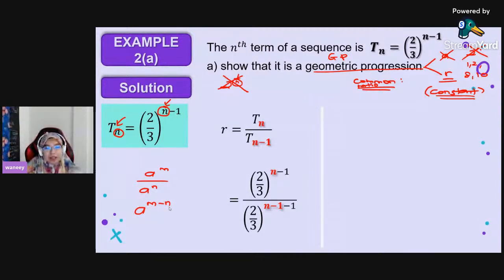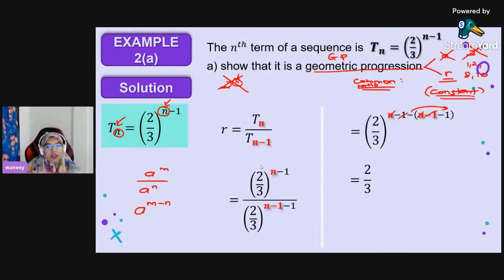Okay, so what happened to them? So this one will become n minus 1 minus n minus 1 minus 1. So n minus n cancel out, negative 1 plus 1 cancel out. So you will be left with 2 over 3. This one will become positive 1. So 2 over 3 to the power of 1, which is simply 2 over 3. And this is actually a constant because we don't see anything with n. So it won't change throughout the sequence.